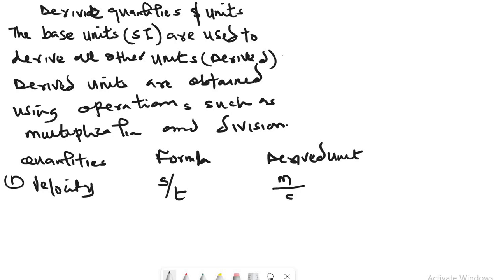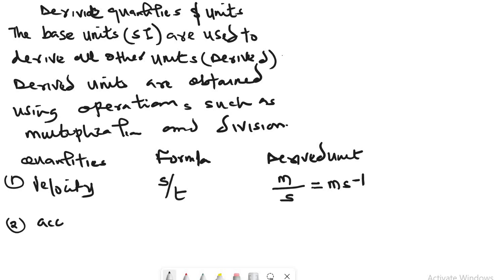Time is measured in second. If you notice this meter and second, they are part of fundamental unit. Whatever you are going to use to derive it must be from the fundamental unit. So at the end of the day, velocity is meter per second.